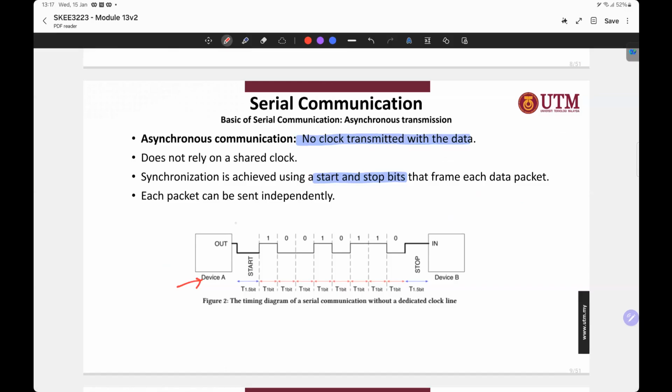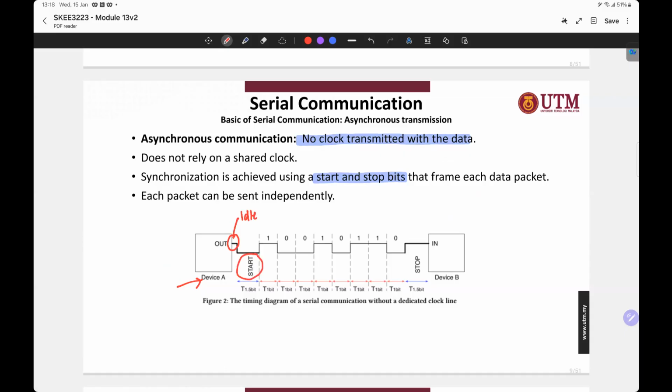So first, what happens here is you can see the idle state. Idle means that no transmission occurs in this state, and then the transmission begins with a start bit. So you have the start bit over here. So this is the start bit.